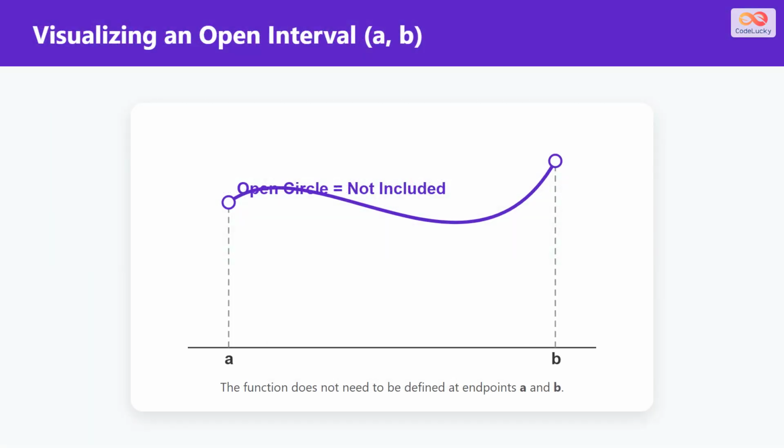Here is a visual representation of a function on an open interval. Notice the open circles at the ends. These indicate that the function does not need to be defined at the endpoints a and b to be continuous on the interval between them. As long as the path between them is unbroken, the condition is met.